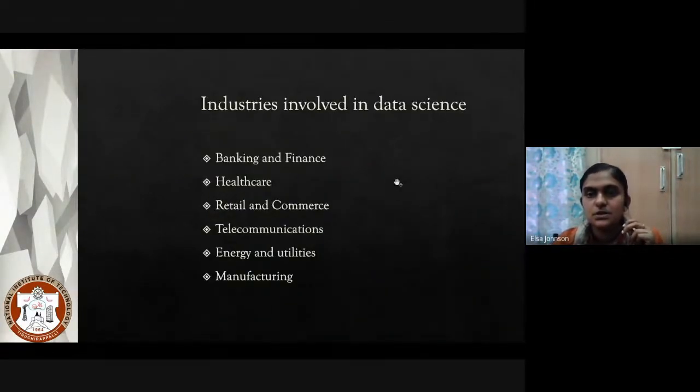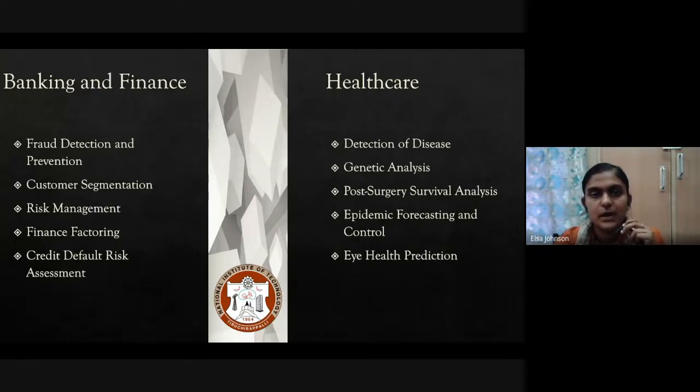So the industries involved in data science, to name a few: banking and finance, healthcare, retail and commerce, telecommunications, energy and utilities, and manufacturing. In banking and finance, I have fraud detection and prevention. If there is a particular anomaly in your spending, you'll receive a call from customer service saying, can you confirm this payment, or your card will be blocked after this much transaction. Like that, you'll receive a message. So that's fraud detection and prevention in banking.